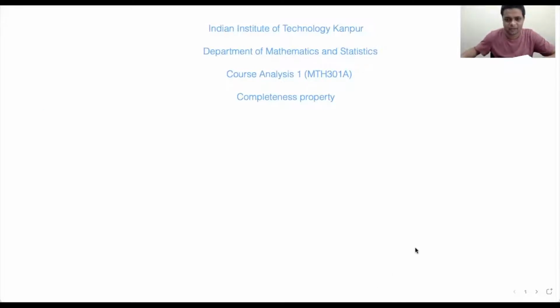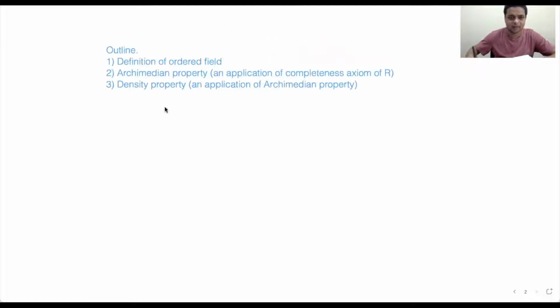So, here we study the completeness property of the set of reals. The outline of this lecture is the following. First, we define an ordered field. Then we will prove the Archimedean property, which is an application of the completeness axiom of the set of reals. Then we prove the density property of the set of rationals, and this is an application of the Archimedean property.